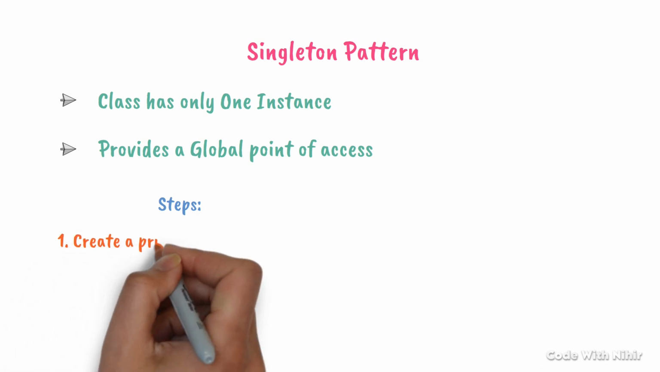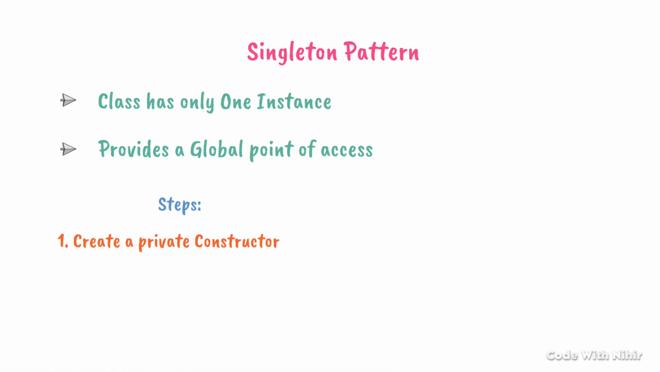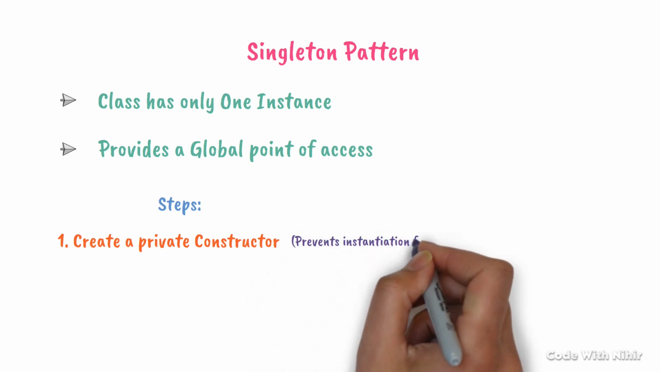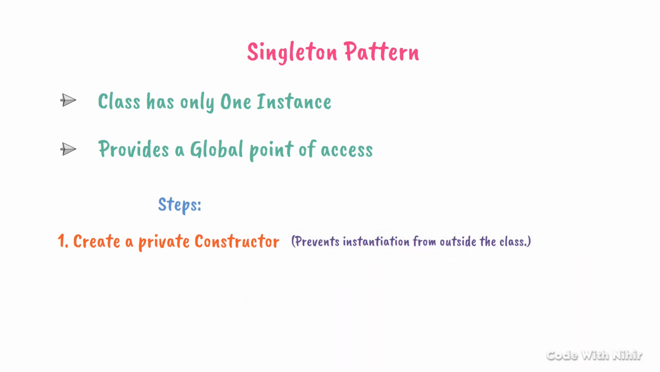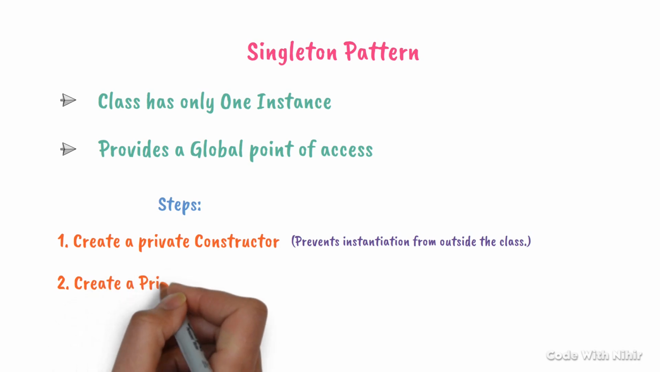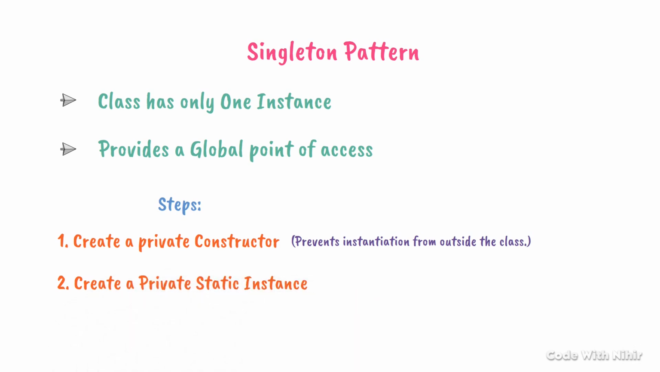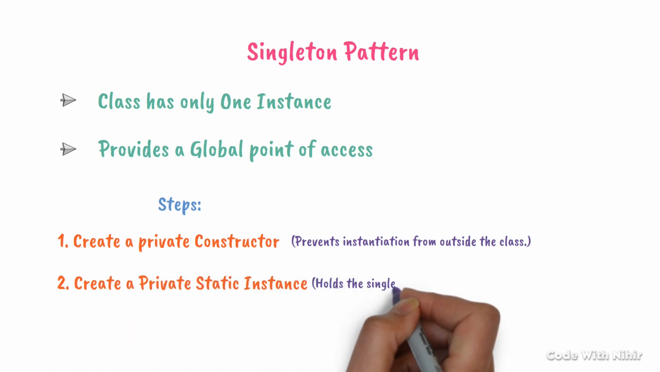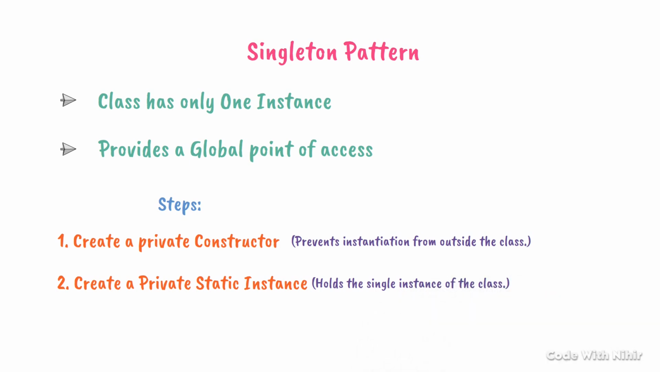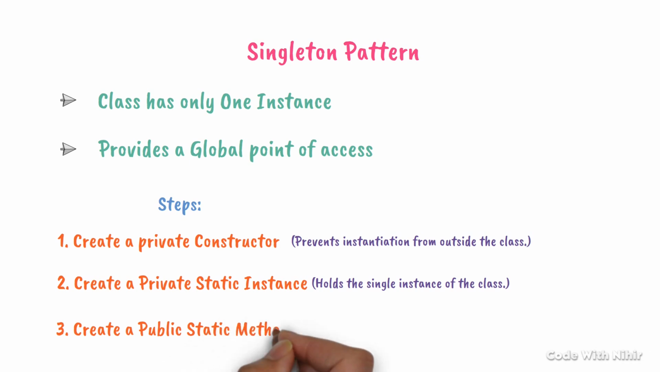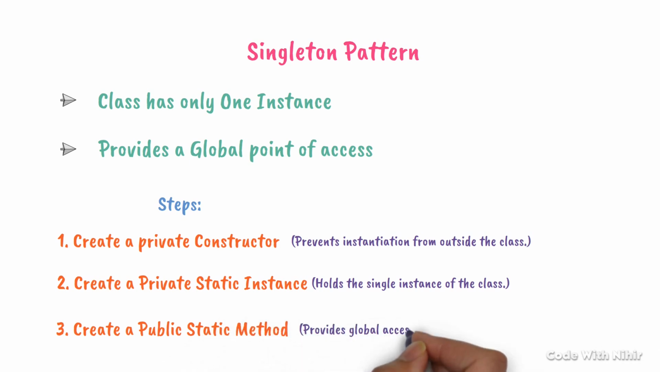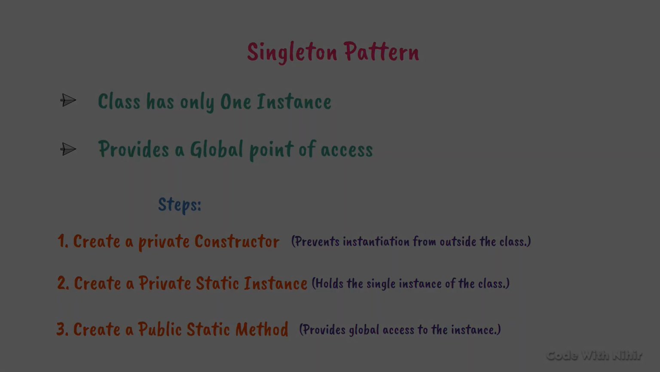Number one, create a private constructor. It will prevent the instantiation from outside the class. Number two, create a private static instance. It holds the single instance of the class. And number three, public static method. It provides a global access to that particular instance.